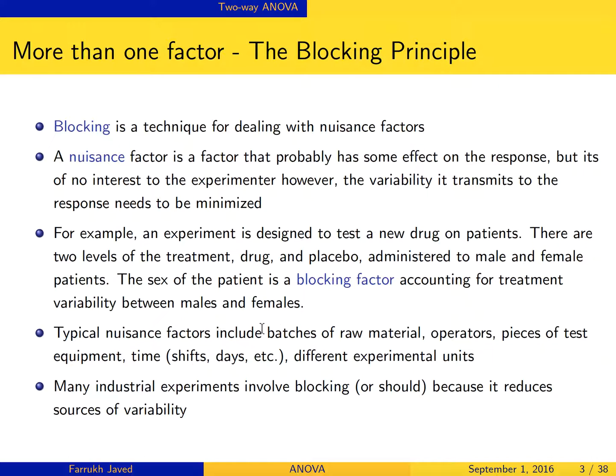Typical nuisance factors include the batch of raw materials, what kind of batches you have for the raw materials, operators, pieces of test equipment, and time, like day and night shifts for producing a particular product, for instance. Since we are not interested in those factors, we block them, right? And we focus more on the factors which are of more interest to us.